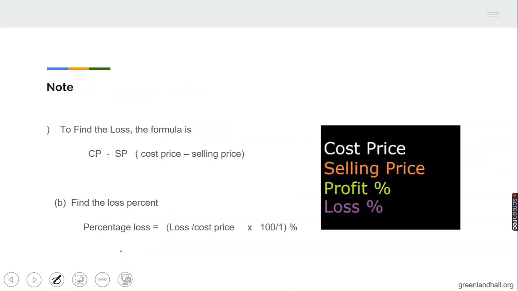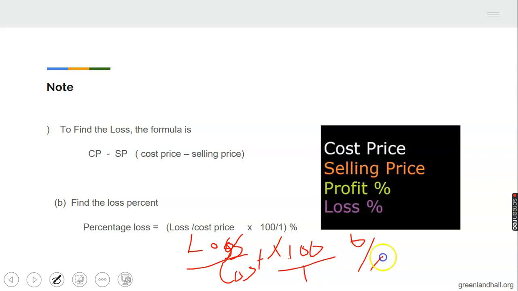Okay, let's quickly go to the working. Don't forget that to find the loss, the formula is cost price minus selling price. To find the profit, the profit is selling price minus cost price. But to find the loss, it is cost price minus selling price. Now to find the loss percent, the loss divided by the cost price times 100 over 1, then your answer is in percentage.